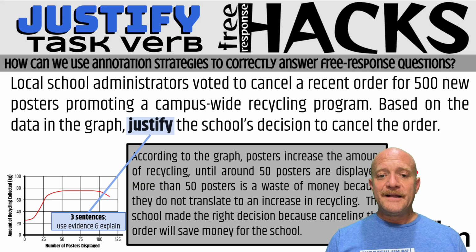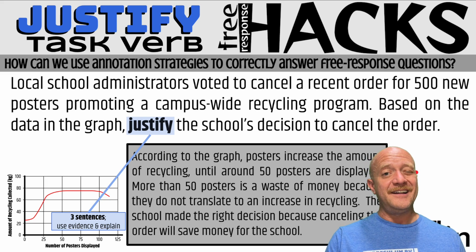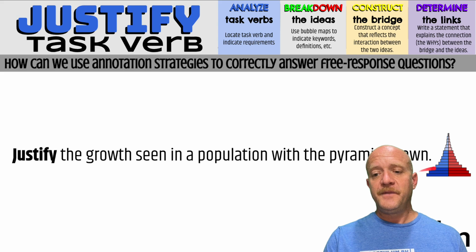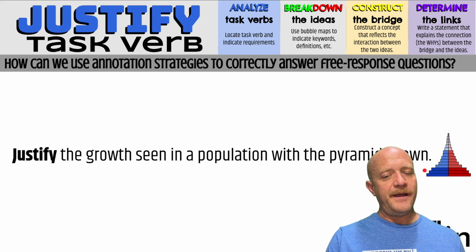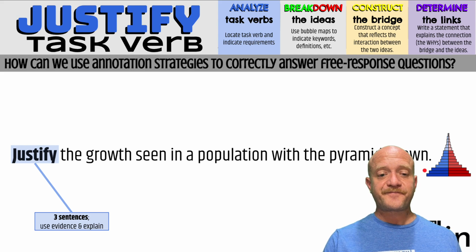Okay? So again, we always want to use the evidence and explain how that evidence supports the claim. Now, let's do a content-based example. I want you to justify the growth seen in a population with the pyramid shown. If you notice, this shows very rapid growth for a population pyramid, with a very wide base. Keep that in mind. Let's analyze the task verb, justify. You need 3 sentences, and you've got to use the evidence and explain.